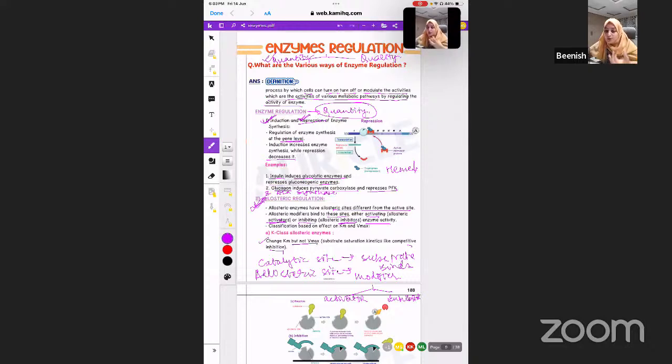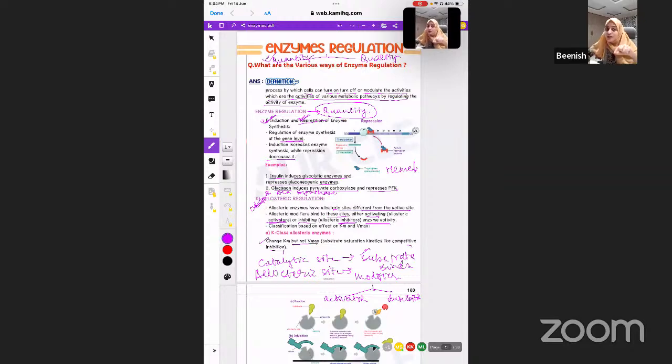Then another way of regulating is through allosteric regulation. Now, what is allosteric regulation? It is taking place in allosteric enzymes, and allosteric enzymes are those enzymes in which the activity of the catalytic site depends upon the presence or absence of a modifier in another site, which is known as allosteric site. So in allosteric enzymes, you have an active site, and apart from that active site, you also have an allosteric site. Now to this allosteric site, your modifiers are binding. These modifiers can either be activators or inhibitors. And to the catalytic site, your substrates are binding.